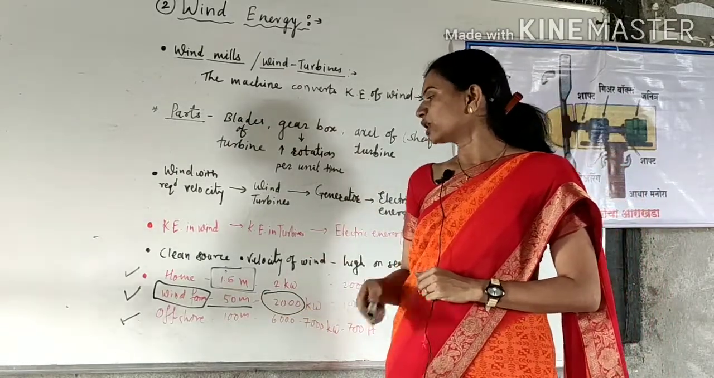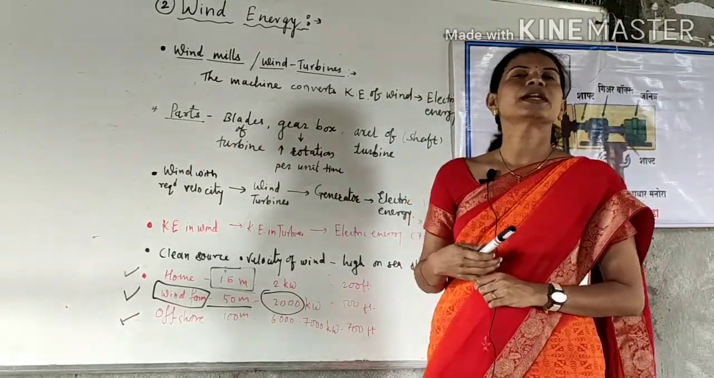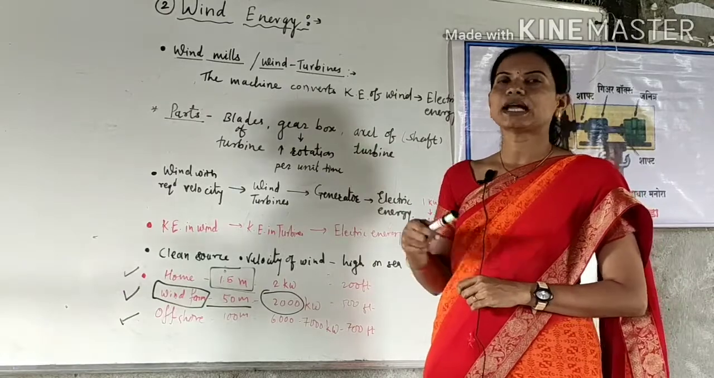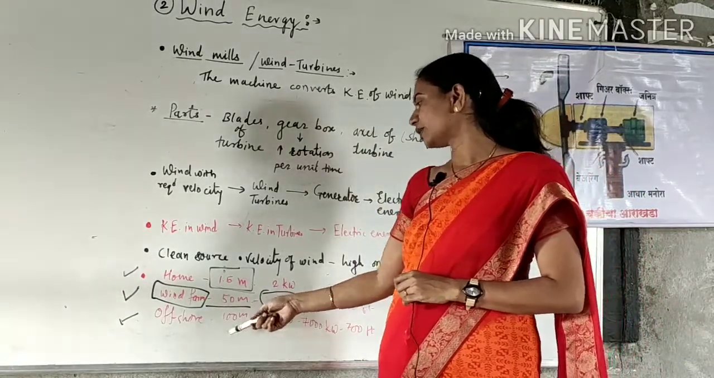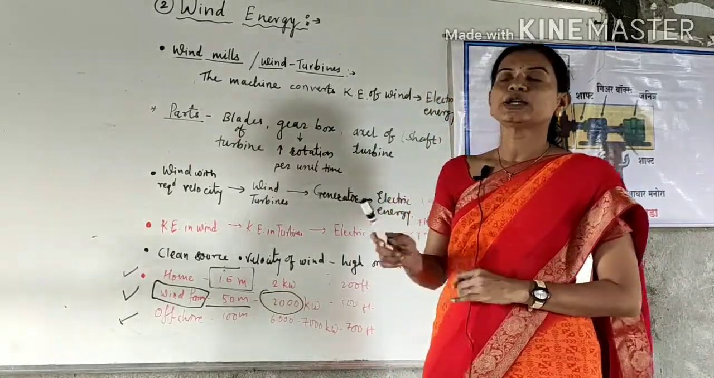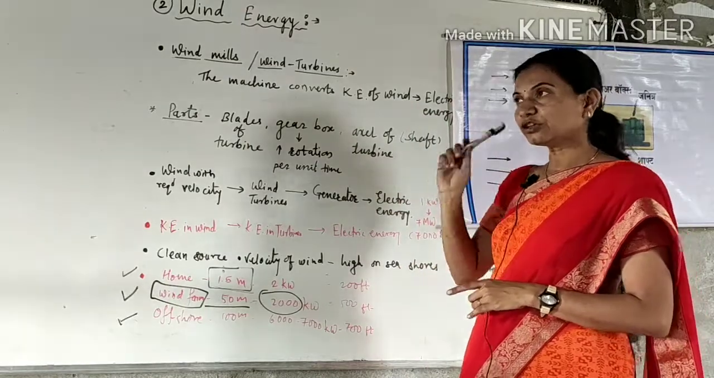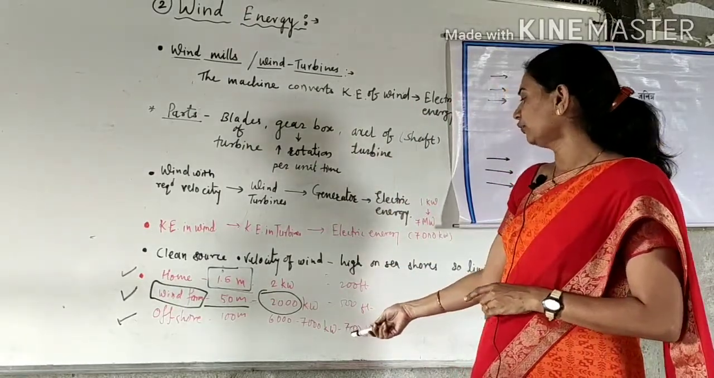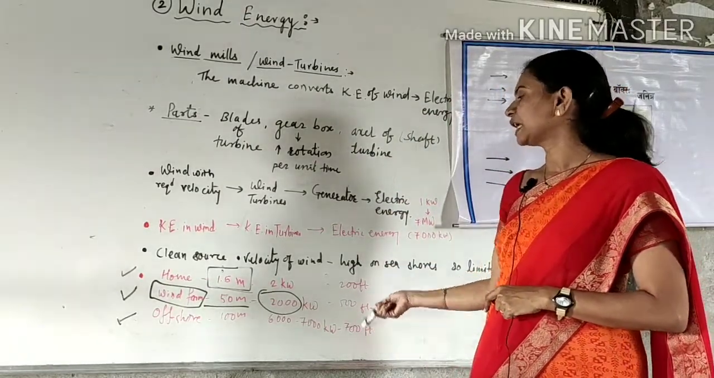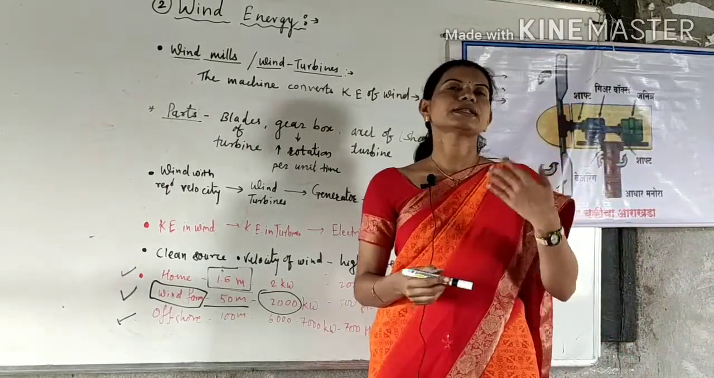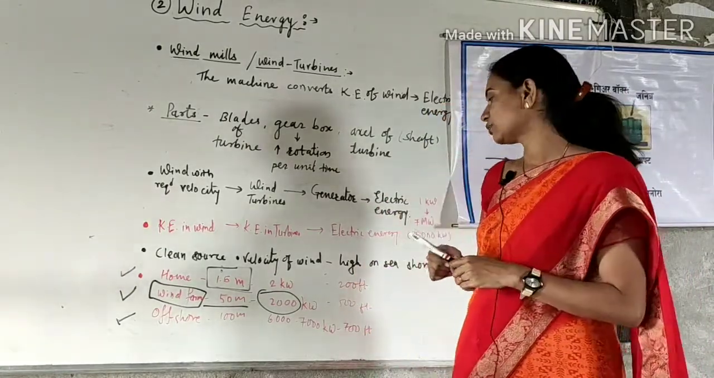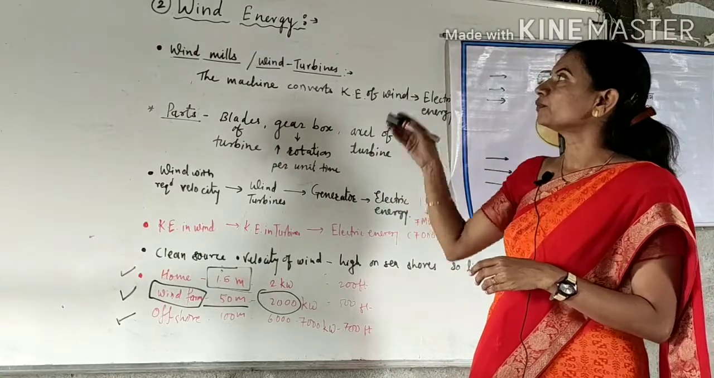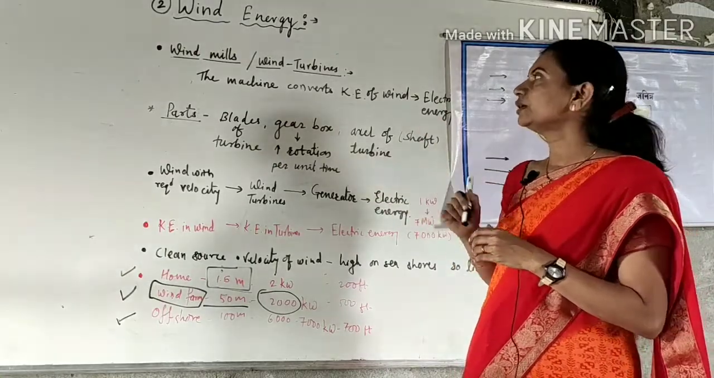And when you want commercial production of electric energy from the windmills, at that time the length of this blade must be 100 meter and also support or height of this windmill is 700 feet, and from this you can produce the 6000 to 7000 kilowatt energy from these windmills.